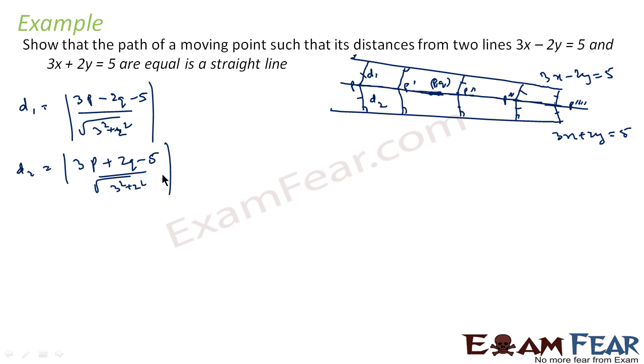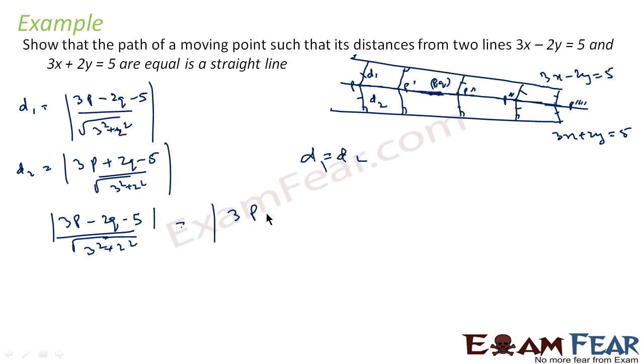We are told that D1 is equal to D2 always. That's how the point is. So if we equate these, we get mod of 3p minus 2q minus 5 by root of 3 square plus 2 square is equal to mod of 3p plus 2q minus 5 by root of 3 square plus 2 square. This cancels, so what we get is mod of 3p minus 2q minus 5 is equal to mod of 3p plus 2q minus 5.